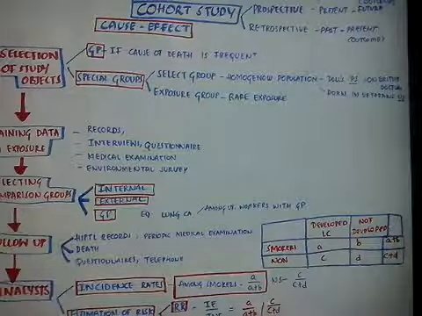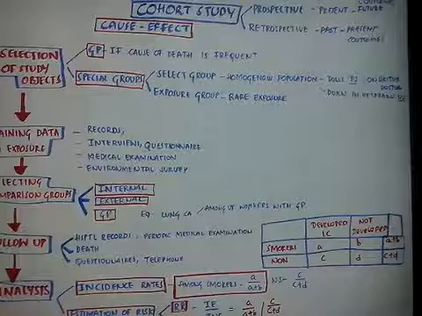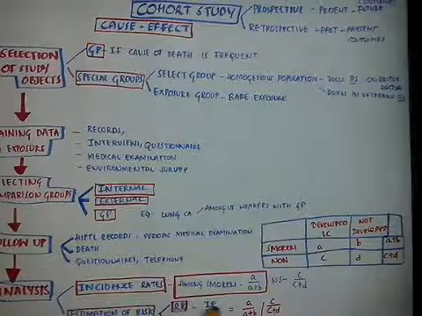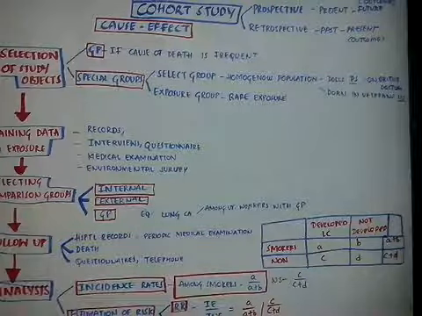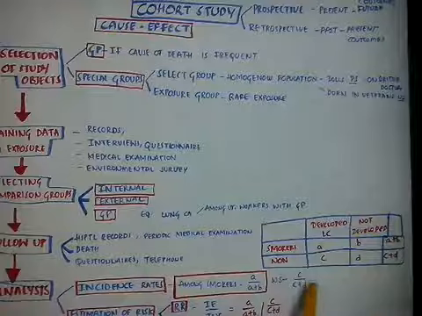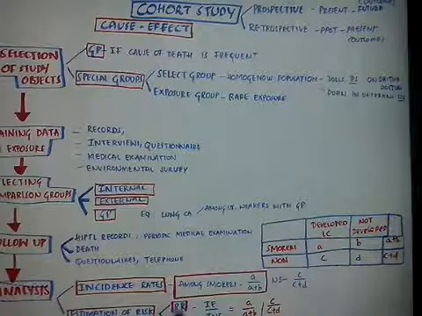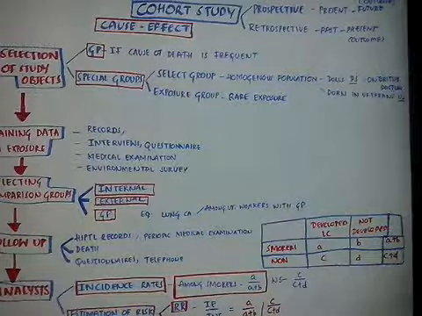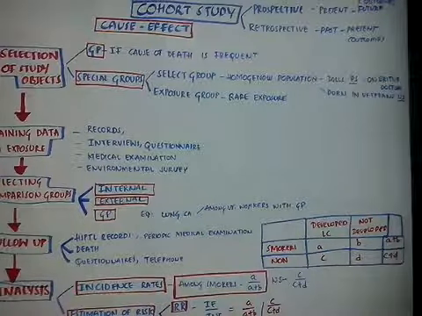Then coming to estimation of risk. Relative risk and attributable risk. Relative risk is incidence among exposed by incidence among non-exposed. That is, A by A plus B divided by C by C plus D. It tells about the strength of association between the causative factor and the disease.